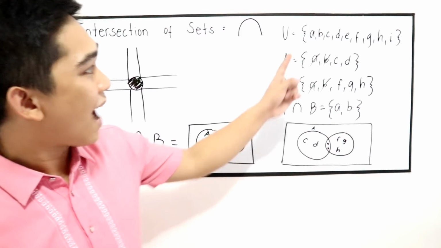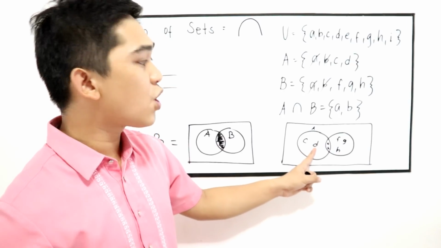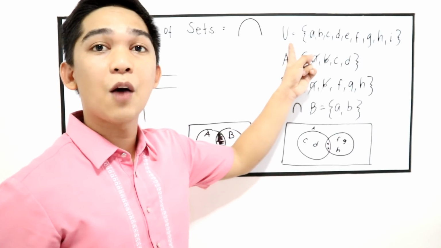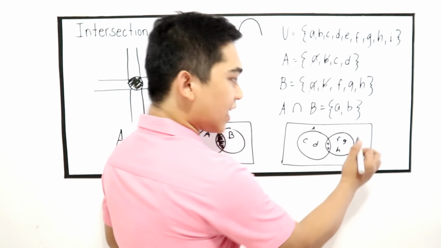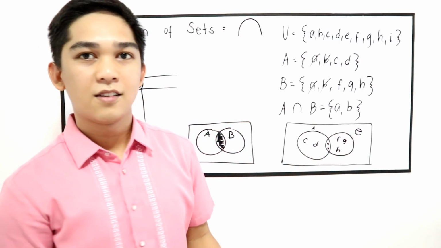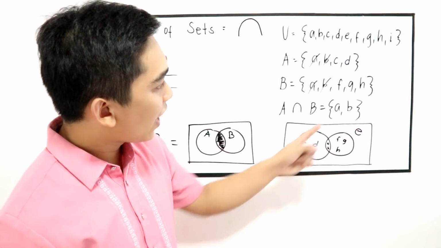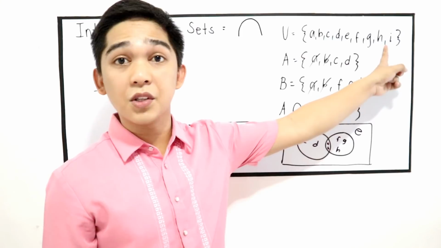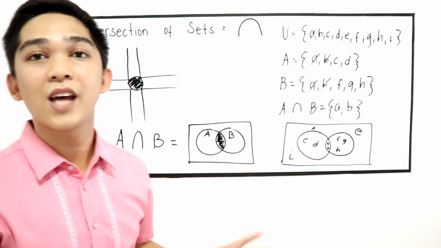Then, if you notice, we have already A, B, C, D. We don't have E. Where are we going to write E? Since it is written in our universal set, yes, outside the circles. So we're going to write E outside the circle. Can be here, here, or here. Any part inside the rectangle. We have F, G, H. We have I in our universal set. So we can write it outside the circles.